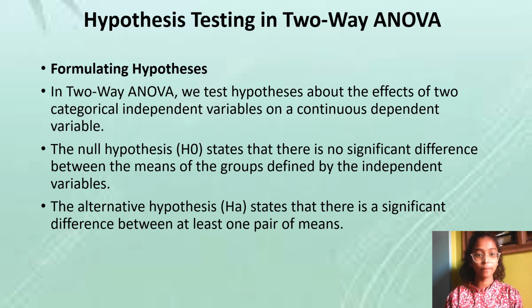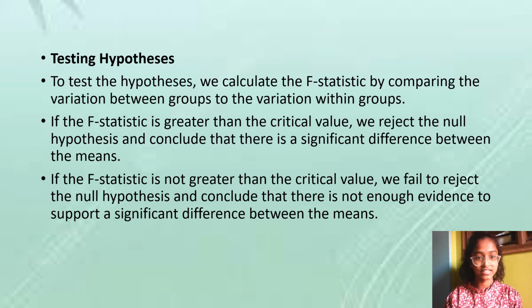Next, let us see the hypothesis testing in two-way ANOVA. First, formulating the hypothesis. In two-way ANOVA, we test hypotheses about the effects of two categorical independent variables on a continuous dependent variable. The null hypothesis H0 states that there is no significant difference between the means of groups defined by the independent variables. The alternative hypothesis HA states that there is a significant difference between at least one pair of the means.